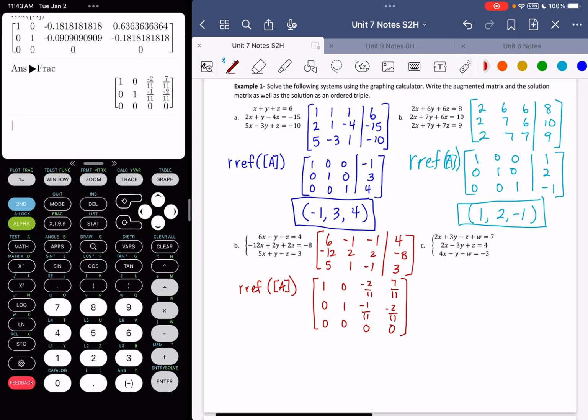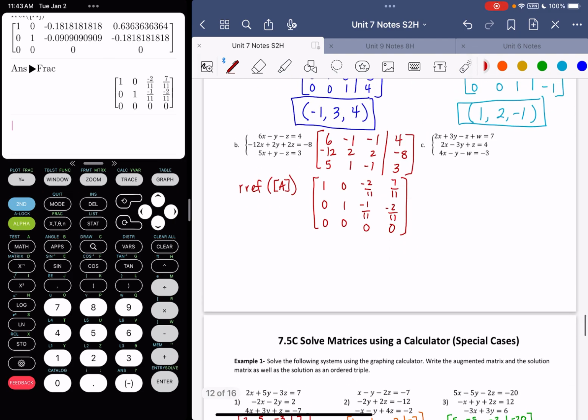So this is where we have an infinite number of solutions. When we're looking at this, our first row, if I were to put it back in as equations, would be x minus 2 elevenths z equals 7 elevenths. Y minus 1 11th z equals negative 2 elevenths. And the last row is like 0 equals 0, right?